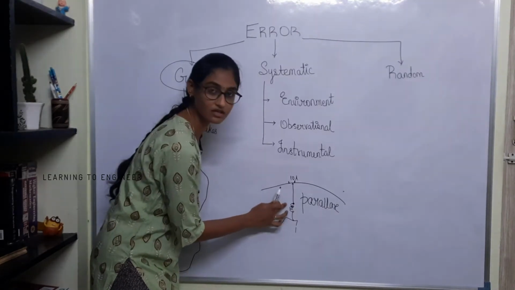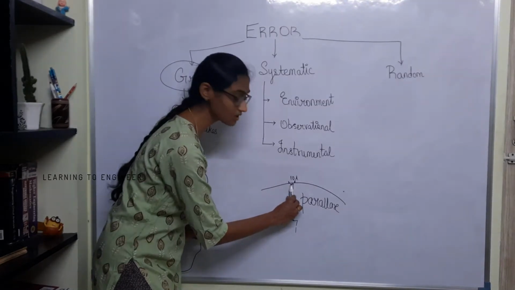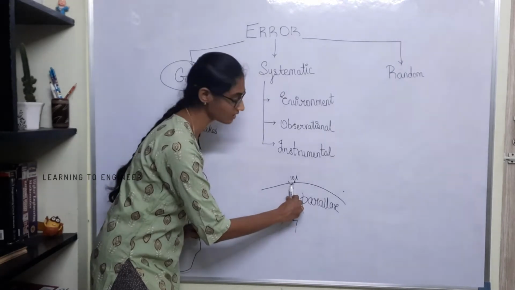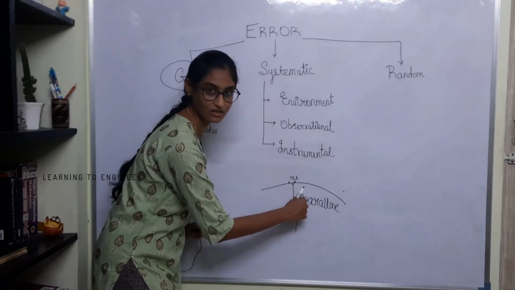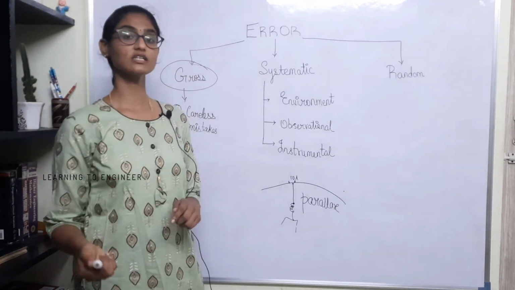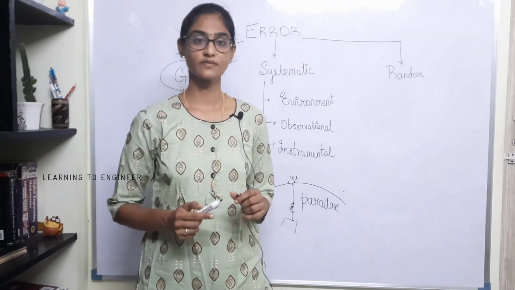But due to wear and tear, when the spring is loose, the actual current might be 10 ampere, but because of the looseness of the spring, you will be getting slightly higher values than expected. These are called instrumental errors. There is another cause for instrumental errors. It might be due to loading effects.